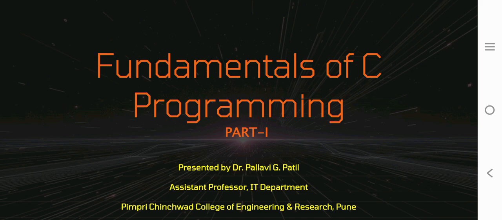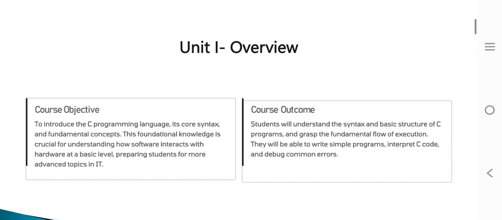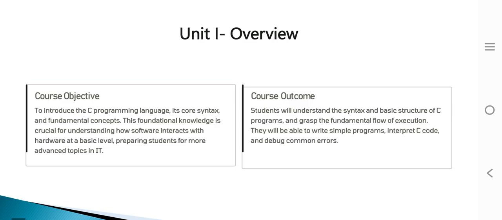Now let us move to the next slide to understand the course objective. This slide highlights the objective of the course. The aim is to introduce C programming, its core syntax and the fundamental concepts. This knowledge is crucial because it helps us understand how software communicates with hardware and also prepares us for the advanced topics in information technology.